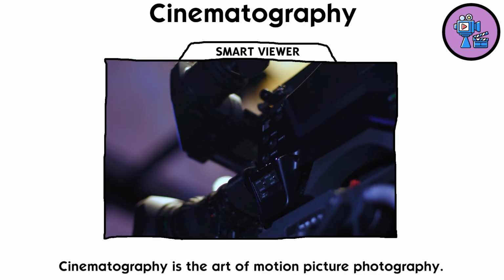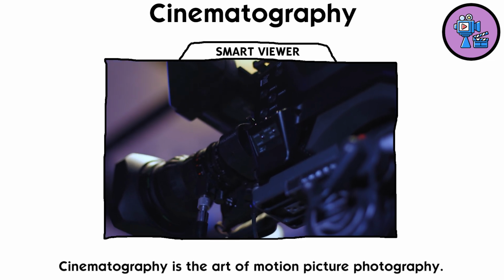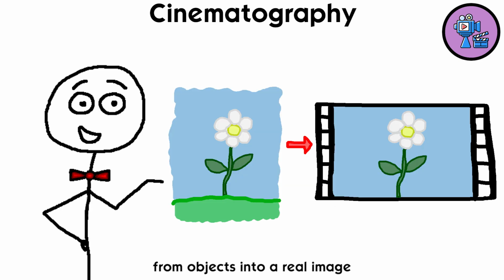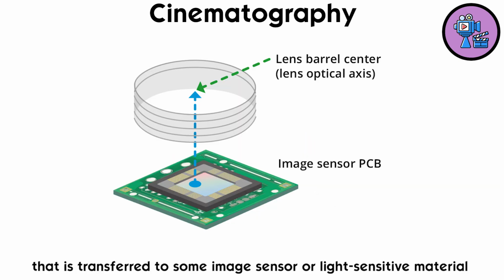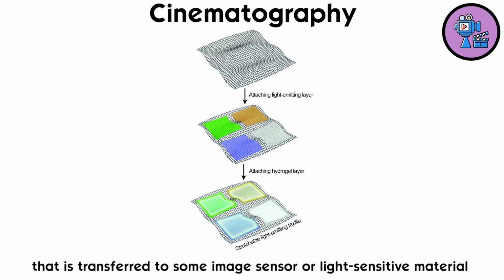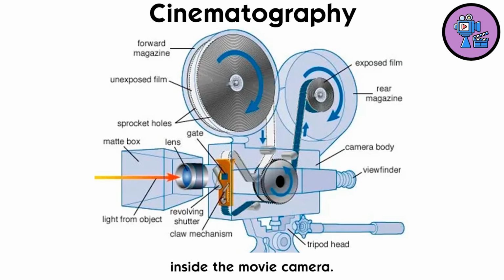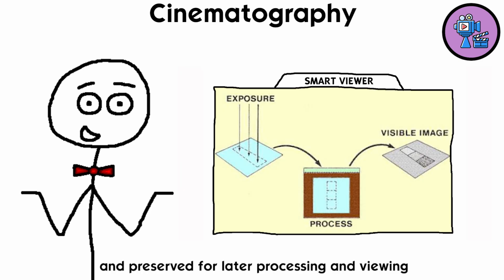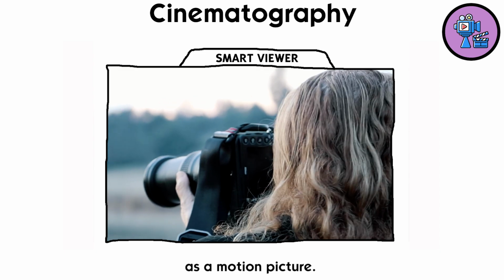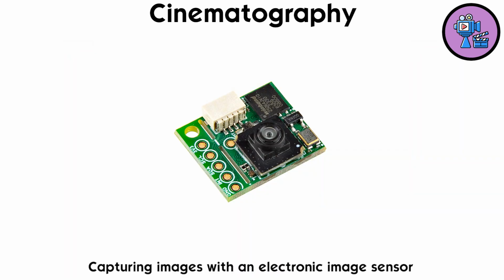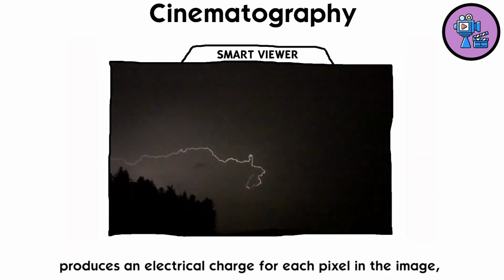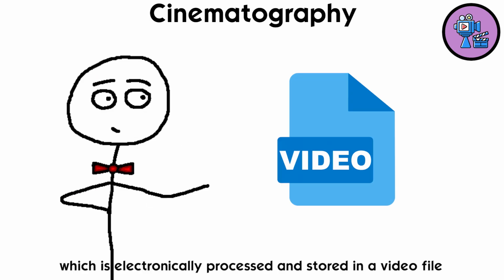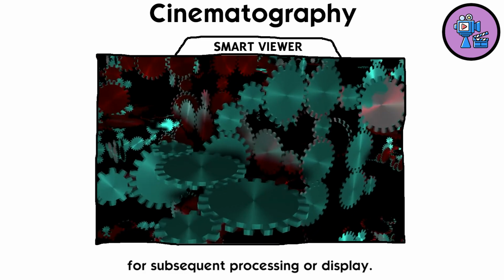Cinematography. Cinematography is the art of motion picture photography. Cinematographers use a lens to focus reflected light from objects into a real image that is transferred to some image sensor or light-sensitive material inside the movie camera. These exposures are created sequentially and preserved for later processing and viewing as a motion picture. Capturing images with an electronic image sensor produces an electrical charge for each pixel in the image, which is electronically processed and stored in a video file for subsequent processing or display.